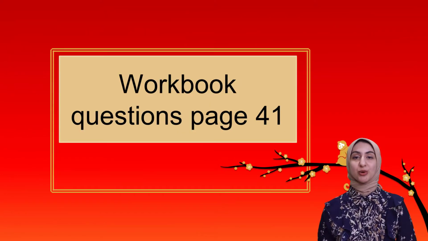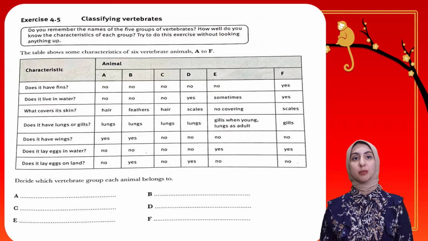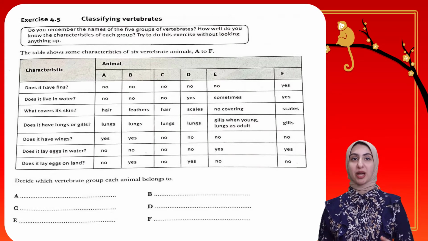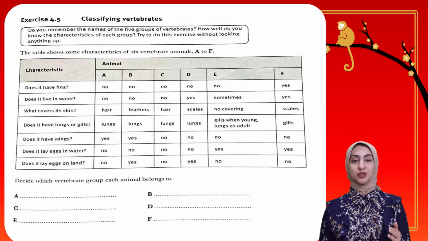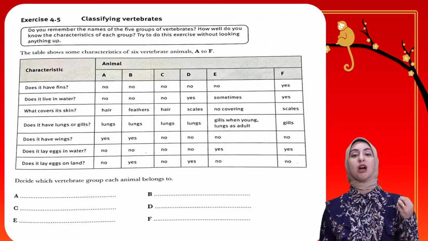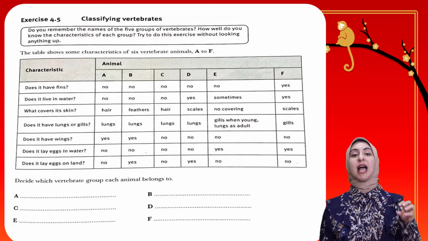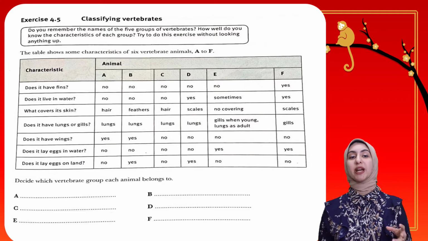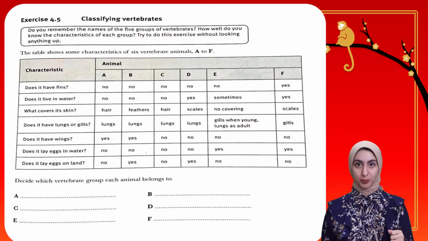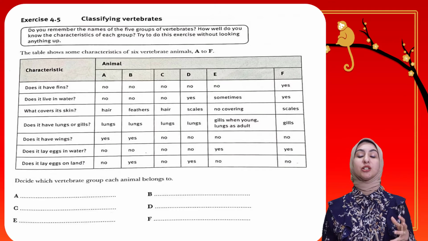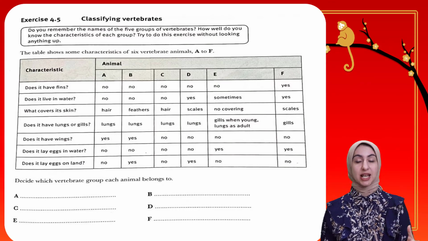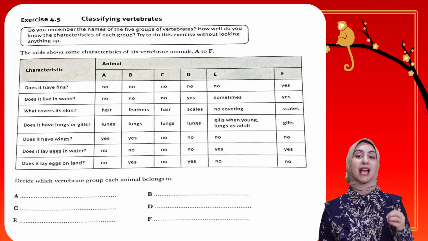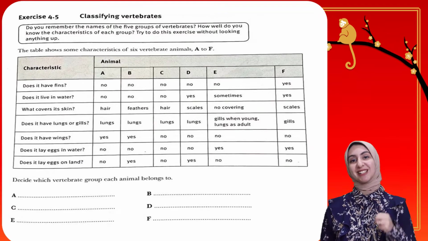Now we reach the workbook questions, page 41. The table shows some characteristics of 6 vertebrate animals, A to F. As we can see here, it gives you a table which has some information of different animals. And here in the question, he wants you to decide which vertebrate group each animal belongs to. Okay, I'm going to give you time to read the characteristics and decide the group for each animal, and then I will come to discuss the answers with you. You have 2 minutes.